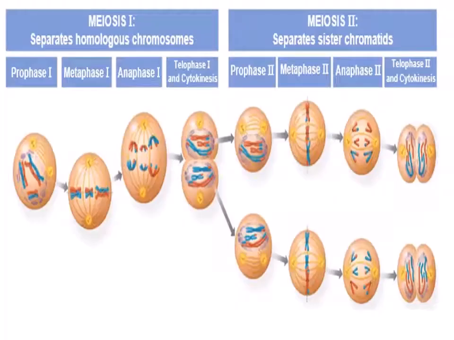You've got meiosis 1 and meiosis 2. Meiosis 1 includes prophase 1, metaphase 1, anaphase 1, telophase 1, and cytokinesis. Does that seem familiar at all? Probably, right? In mitosis, you've got prophase, metaphase, anaphase, telophase, and cytokinesis.